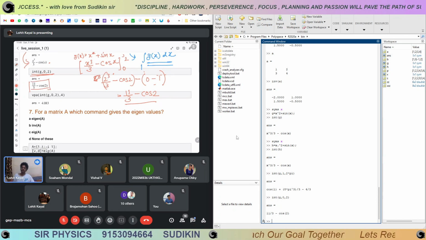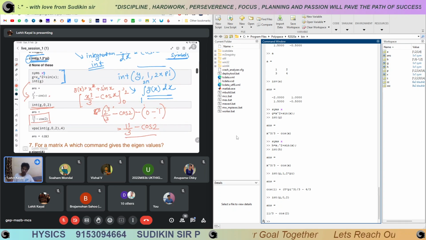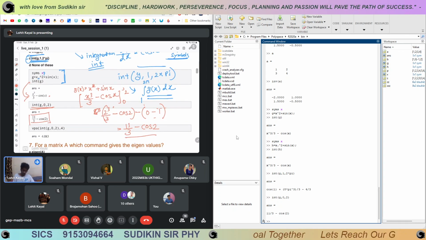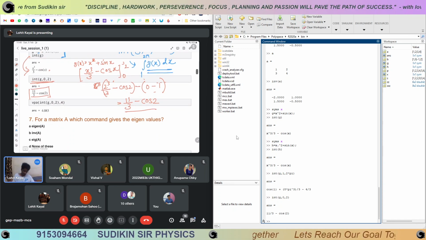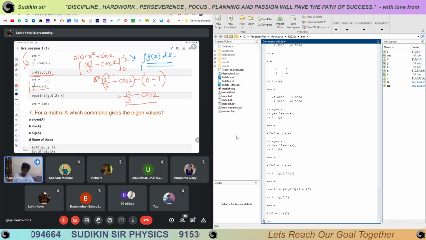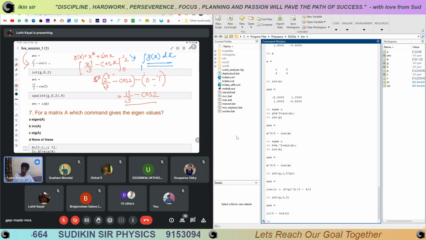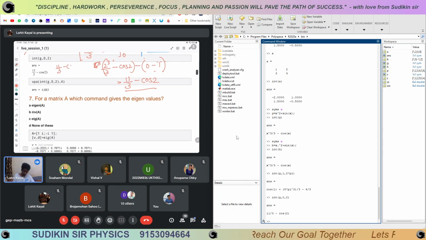Now there is an interesting thing. As I have mentioned, x is a symbolic variable, so it is considering g also as a symbolic function. You see that it is not giving any numerical value because it is treating everything as a symbol. It is giving you 11 by 3 minus cosine of 2.